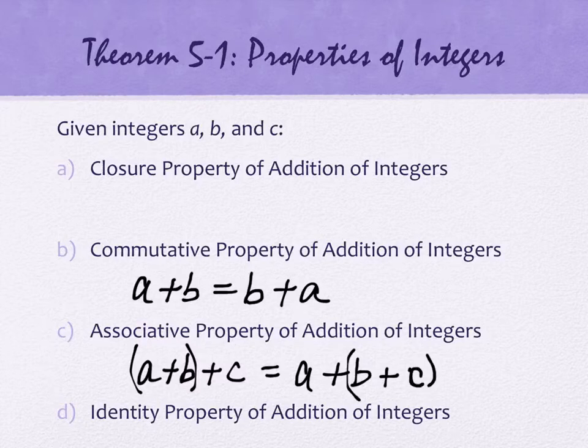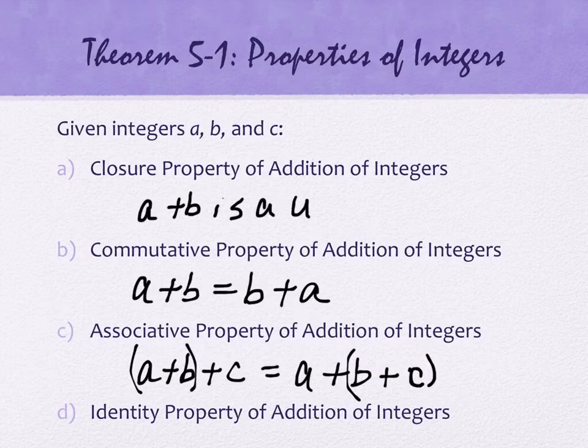Okay, do you agree with her? Good job. That's the associative property. Amanda? For closure, an integer plus an integer will equal an integer. Okay, so a plus b is a, and we use the word unique every time we did it, so we'll use it here again. It is a unique integer.